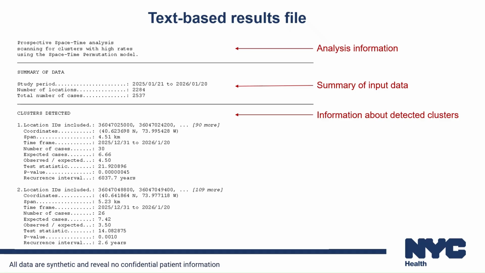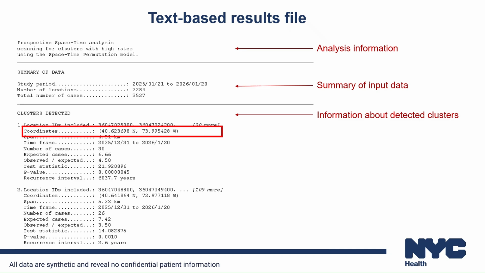The next section summarizes the input data and shows that our study period is 1 year long, ending January 20th, 2026, and includes 2,284 census tracts and 2,537 cases. The file also contains information about detected clusters, including spatial information for each cluster. We're using data at the census tract level, and the cluster census tracts are listed in order of centrality. Here, for example, cluster 1 includes 92 census tracts. Typically, all census tract IDs are listed, but they're abbreviated here for simplicity.